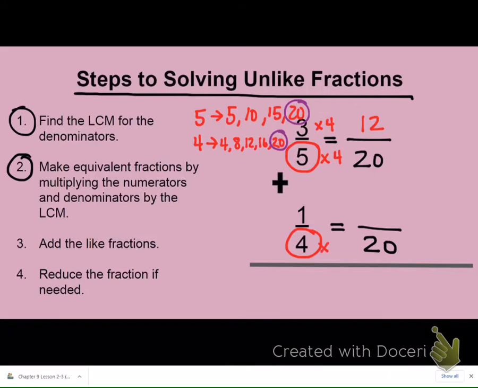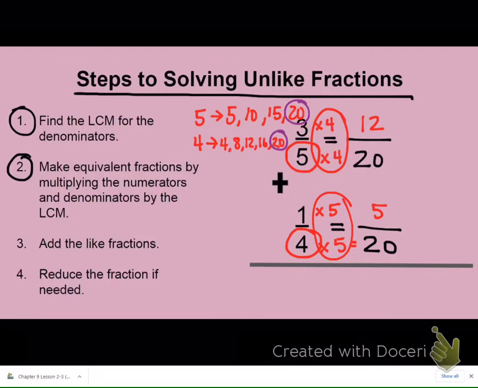We're going to do the same thing down here. 4 times 5 is equal to 20, which means I need to multiply my top by 5 as well. These numbers will always be the same, the numbers that I am multiplying by, just like these numbers will always be the same. I'm making equivalent fractions. Well, if you look now, we now have like fractions. We have a 20 here, and we have a 20 here.